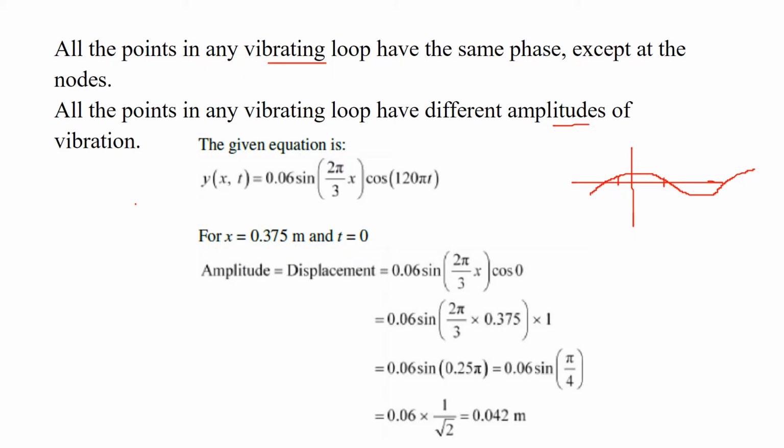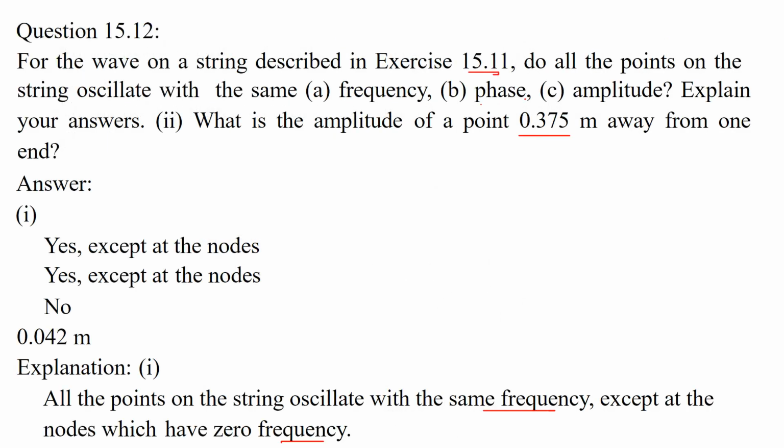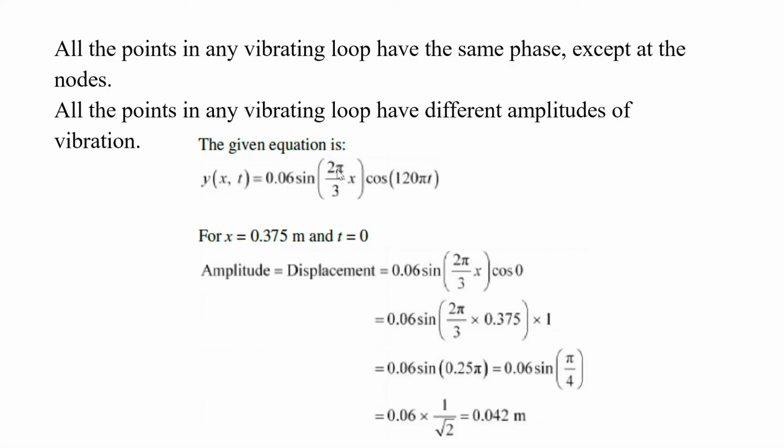Then the equation, we got it from exercise 15.11. Here, because the question is given, what is the amplitude of the point this meter away from one end? So we have to find the amplitude when x is 0.375. The given equation was y(x, t) equal to this. So let us put x as 0.375 and t equal to 0.